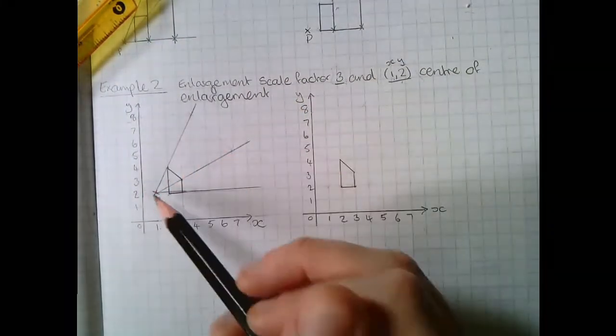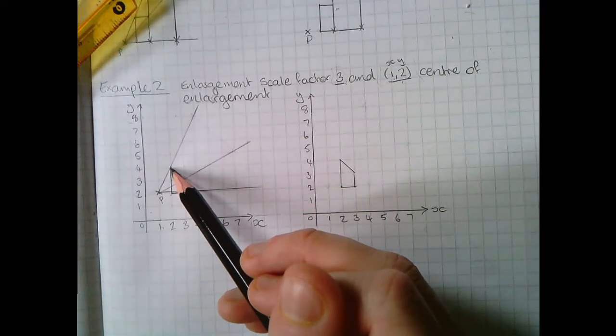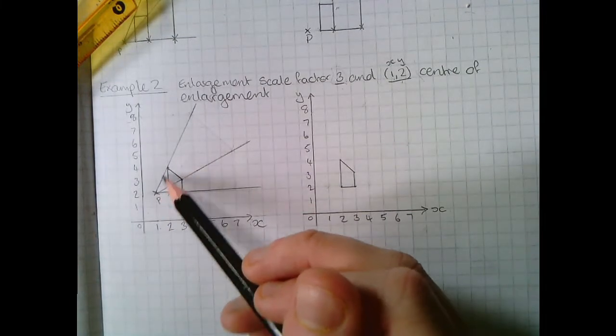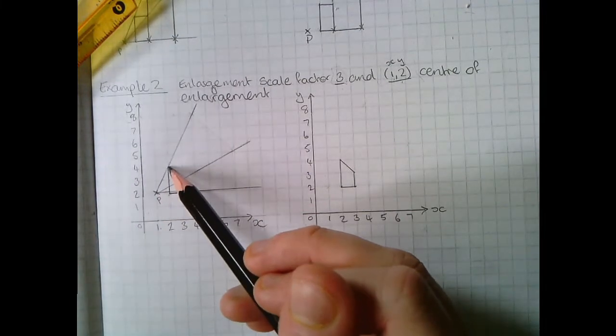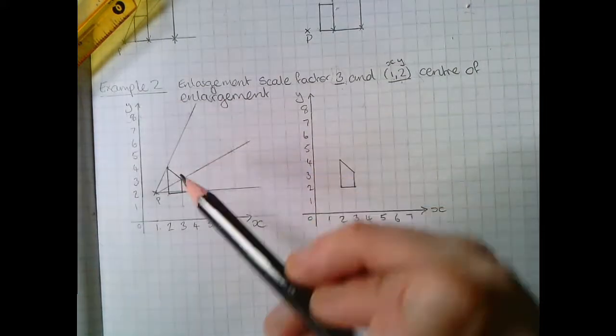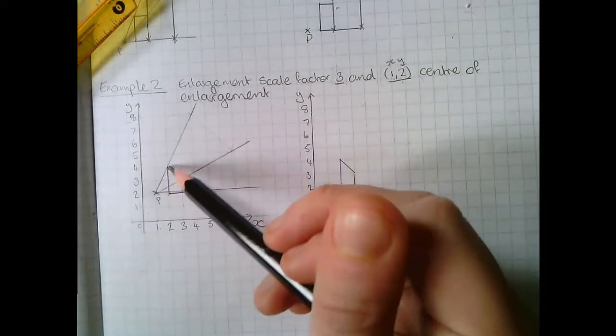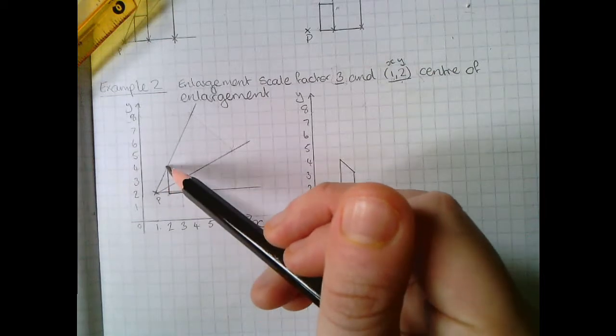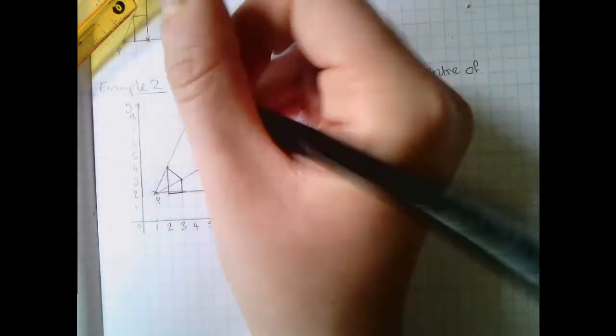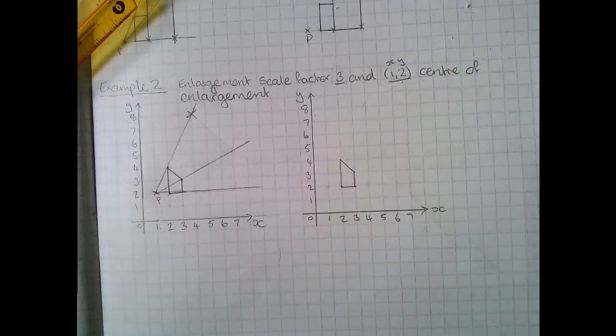Okay, so you can see from here, so you can go 1, 2, we've gone up, we've gone away from our centre of enlargement 2 squares, so we can now move away from our centre of enlargement 3 times 2, which is 6. Okay, so 1, 2, 3, 4, 5, and 6, which is there.